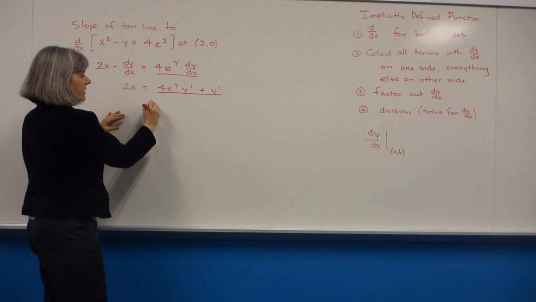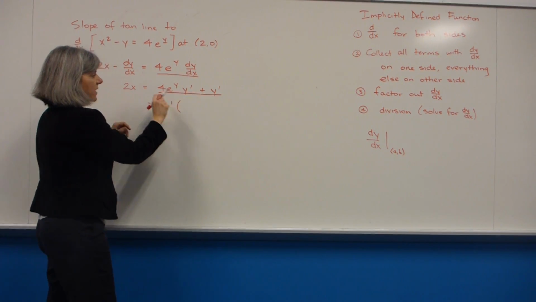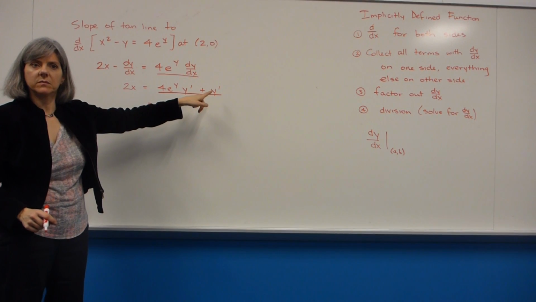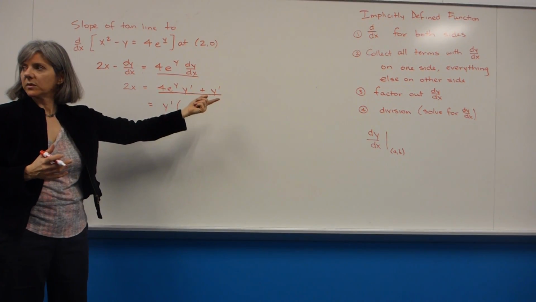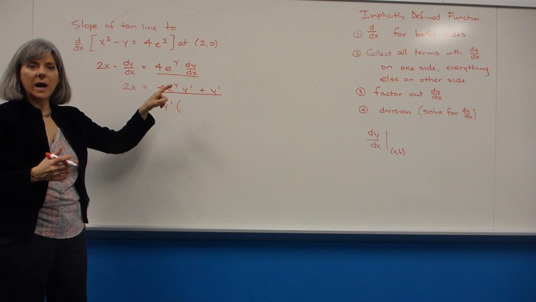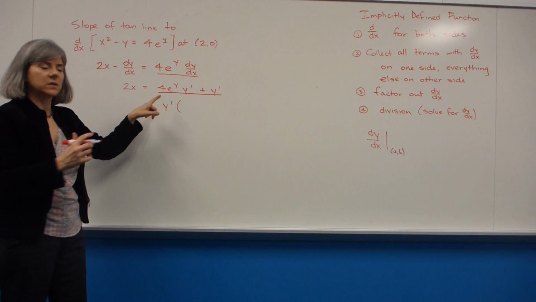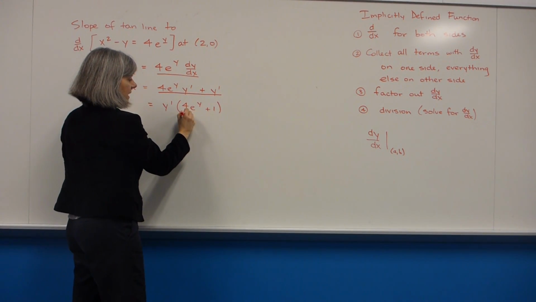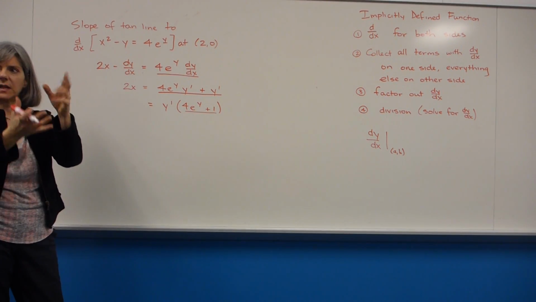So now, what do I have on this side? I've got a y prime common to everything. I've got 4e to the y of them, plus another one of them. That's one way to think about it. I've got this many plus that many more. Because it's 4e to the y, I can't say 4 plus 1 is 5 because it's not just 4. So I'm going to have 4e to the y plus 1. And again, make sure that you've got everything correct in its elevation.